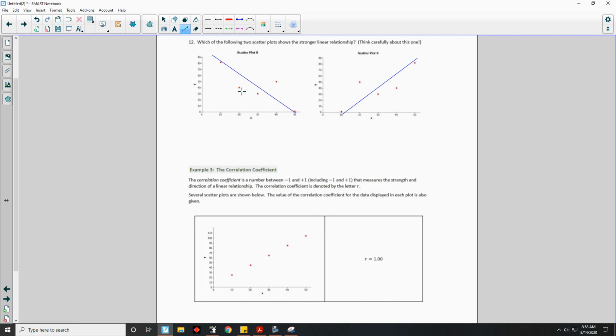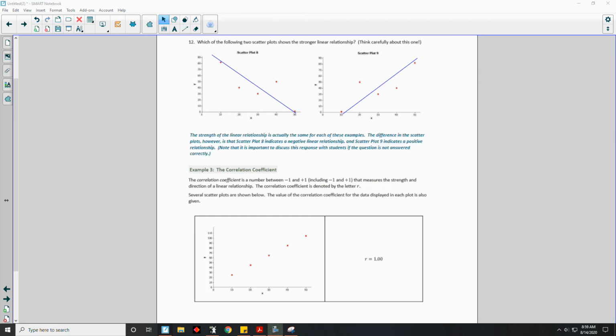It's a reflection. So these have the same strength. Just because one's negative and one's positive does not mean that it's stronger. Just keep that in mind, and that's what they're trying to explain here. The strength of the linear relationship is actually the same for each of these examples. The difference is that scatter plot 8 indicates a negative linear relationship, and scatter plot 9 indicates a positive relationship. Note that it is important to discuss this response with students if the question is not answered correctly. So if you didn't answer correctly, hopefully my explanation cleared this up.